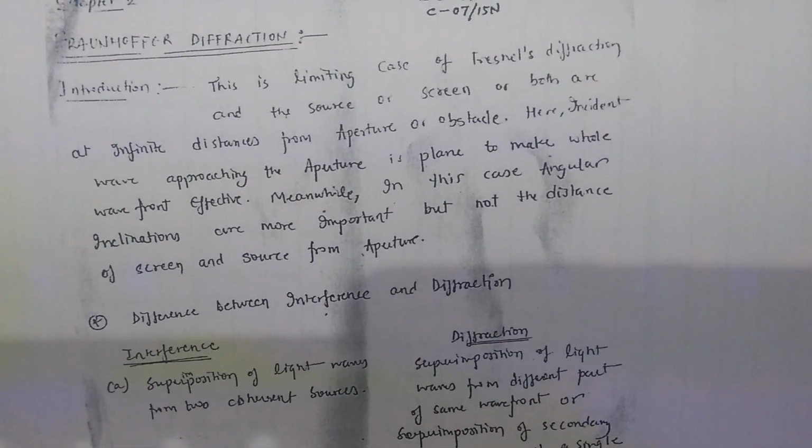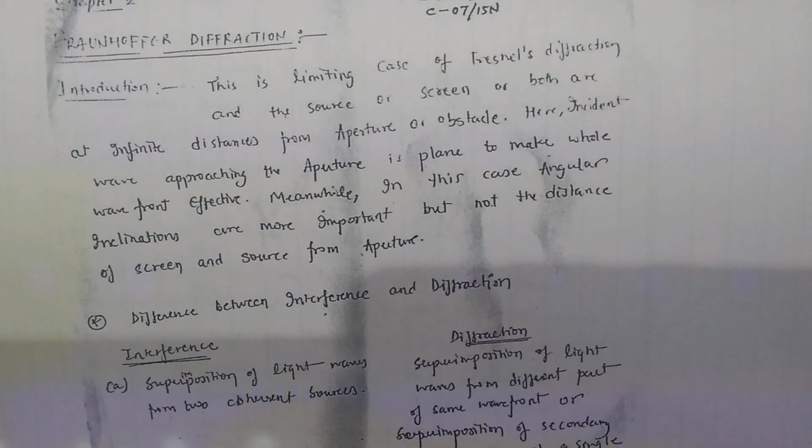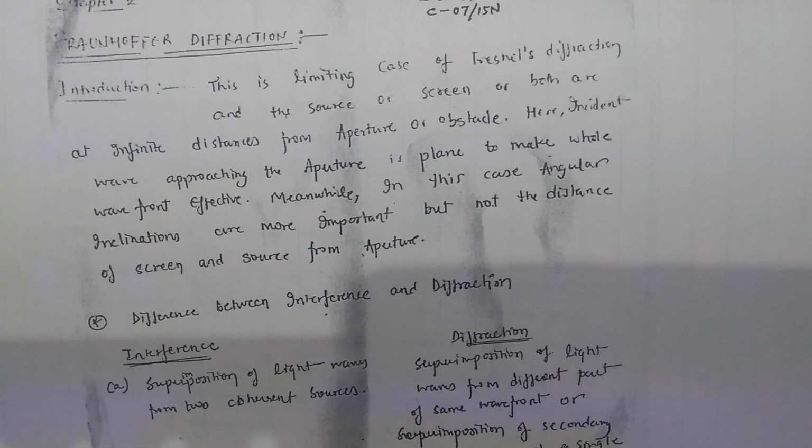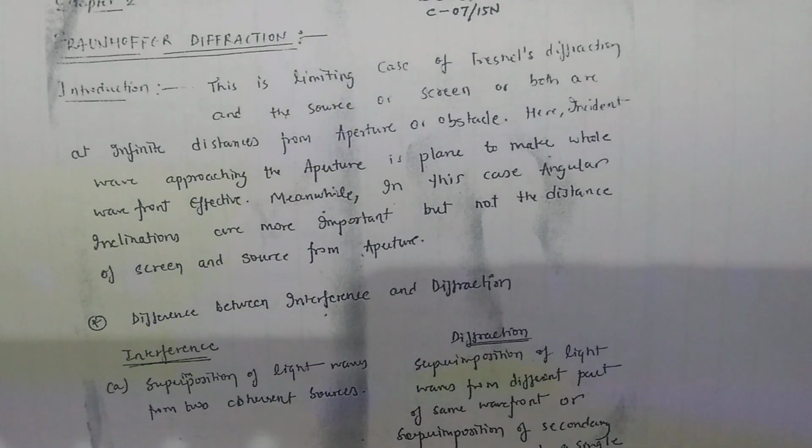Hello students, today we are going to discuss Fraunhofer diffraction. In the earlier classes we discussed interference, diffraction, and we also discussed Fresnel diffraction. We did ample discussion on the difference between interference and diffraction. Now Fraunhofer diffraction is kind of a limiting case of the Fresnel diffraction.